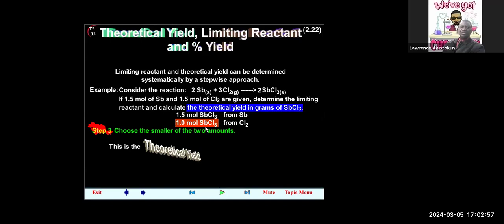So once you use the two reactants to produce SbCl3, the one that has the lowest mole ratio is what you're going to produce. That means because 1.0 mole of SbCl3 is produced, that is what you can get. You cannot produce 1.5 mole of SbCl3 because you already ran out of substance, which of course is chlorine this time around.